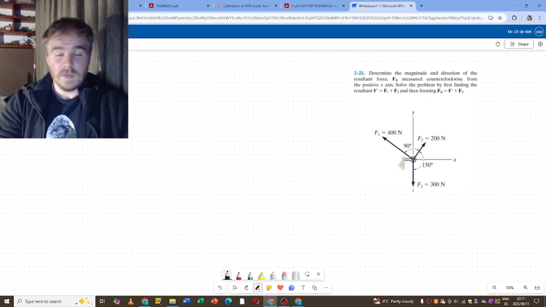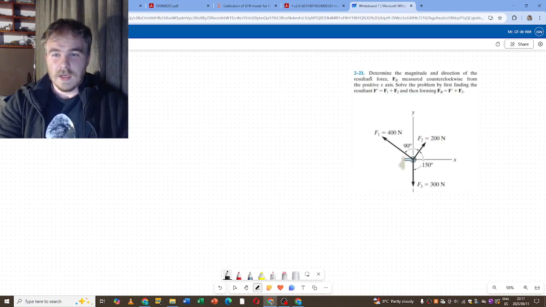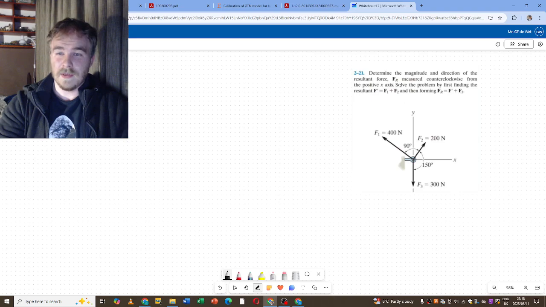So this is one of the statics problems. I'm revisiting some of the problems that I've done throughout my engineering degree, and I'm just checking if I can still solve them. So let's see what this is all about. It says determine the magnitude and direction of the resultant force Fr. Okay, so we have three forces, F1, F2 and F3, and we want to add them all together and see what the result is of that. And we want to measure it counterclockwise from the positive x-axis, so that would be from over here.